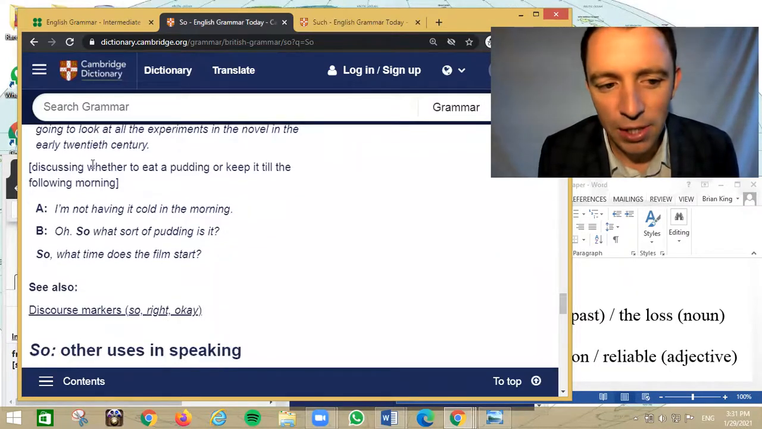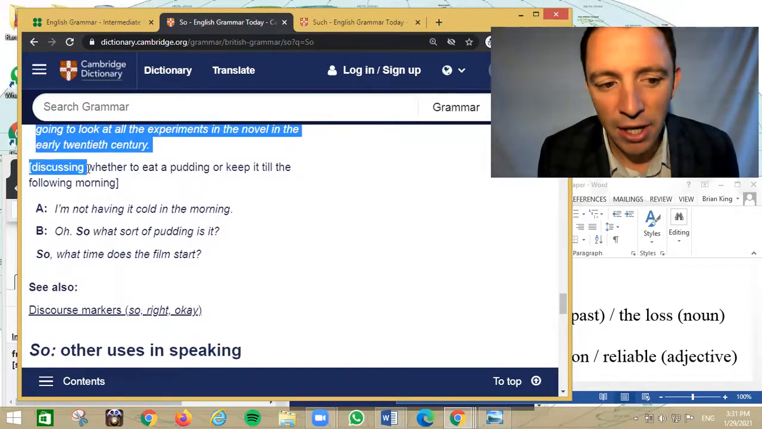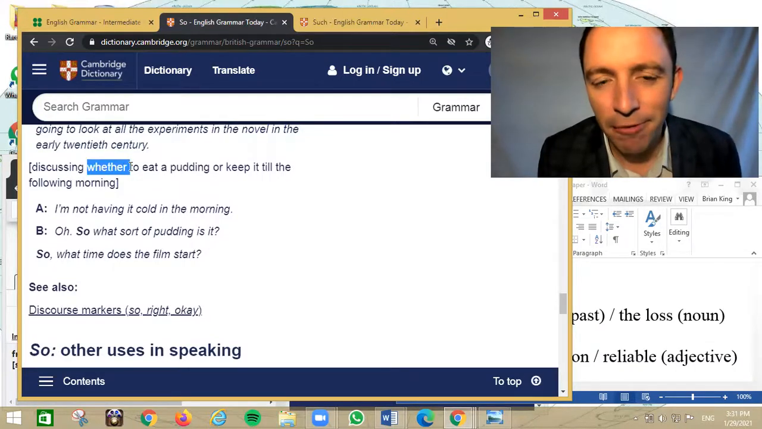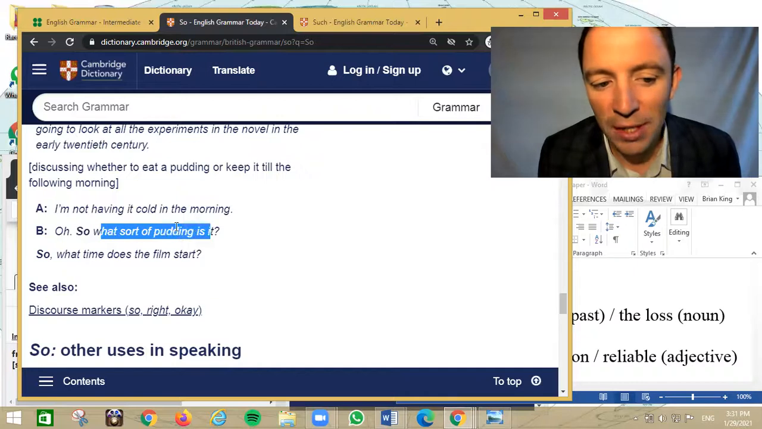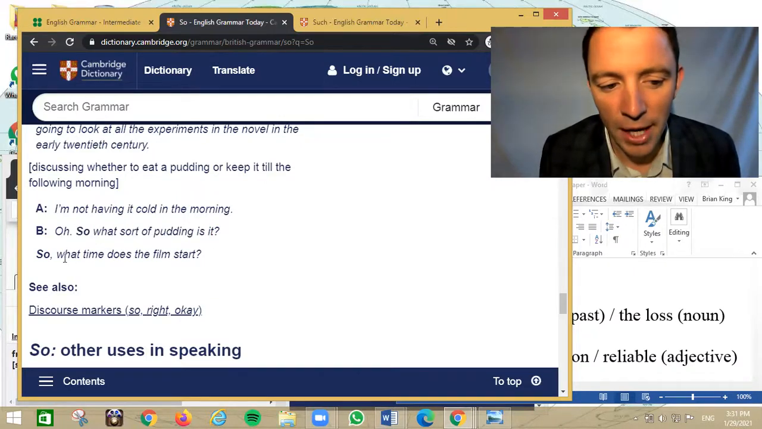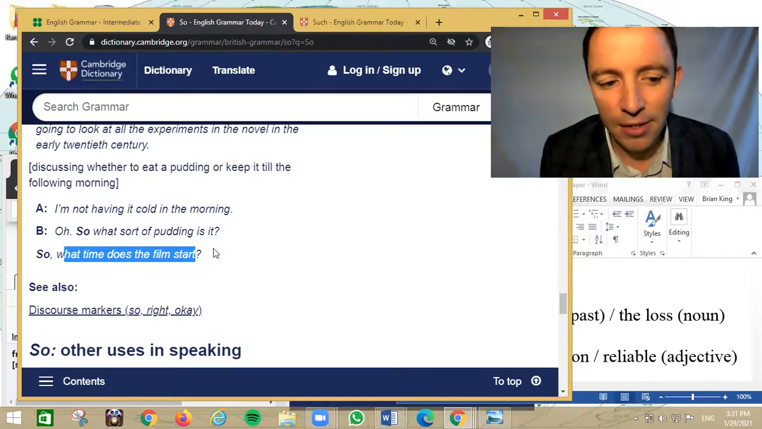Okay, and the next one, discussing or having a conversation whether to eat a pudding or keep it until the following morning. I'm not having it cold, so I'm not eating the pudding cold in the morning. Oh, in conclusion, what sort of pudding is it? What type of pudding is it? Okay, so what time does the film start?